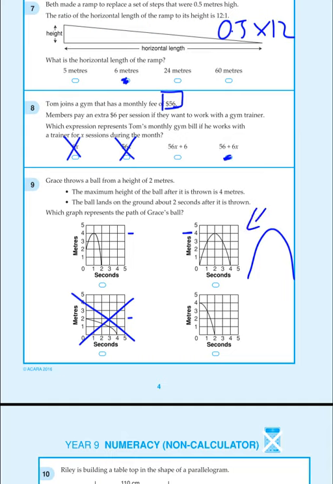However, that's 4 seconds, so that one's no good. And obviously going straight down is no good. So here is our right answer. It goes up to 4, it comes down at 2.